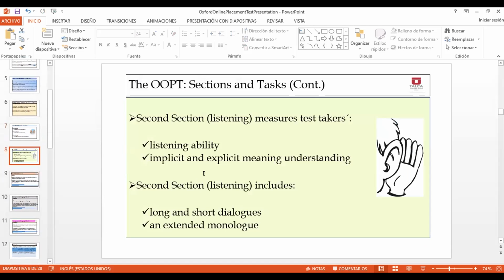And then the listening, of course, your listening ability. As I said, the more you listen, the better. The more you practice listening, the better for you. Trying to understand this explicit and implicit meaning, in short dialogues or extended monologues. And in that sense, that link to Spotify can help you, with dialogues and with monologues.